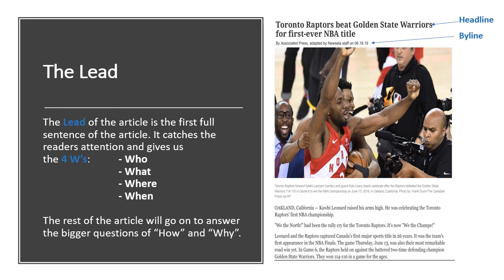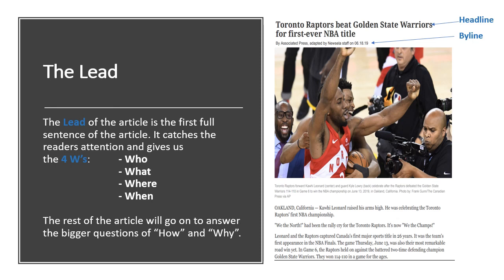Next, we have the lead. So headline, byline, the third thing you're going to see is the lead. The lead of the article is the first sentence of the article, and it really catches the reader's attention. And it's going to give us our 4 W's: the who, what, where, when. Now, often we want to know the sort of why of the story and the how as well, but that's not going to usually come in the lead. The lead is just to catch our attention, and then we can explain the details later in the article.